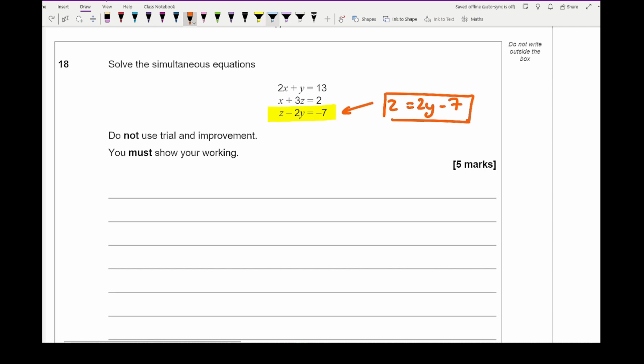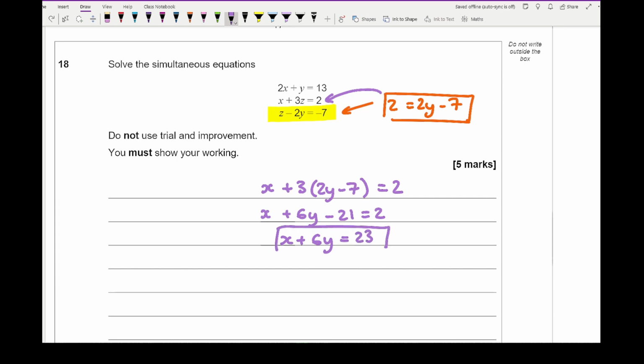Now, if I substitute that into the second equation, the second equation becomes x plus 3 lots of 2y minus 7, and that equals 2. If I simplify all of that, I end up with x plus 6y minus 21 equals 2. Take the 21 over and end up with x plus 6y equals 23.